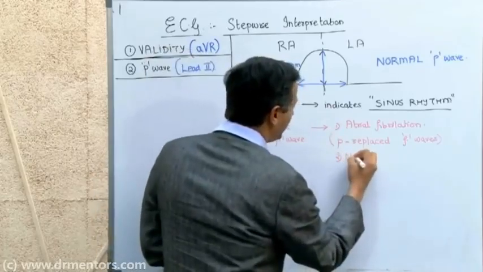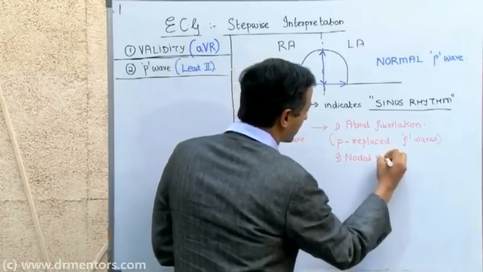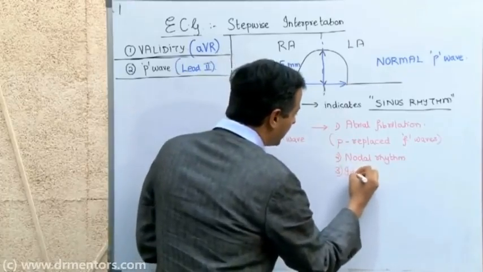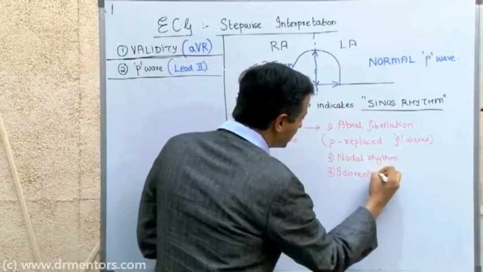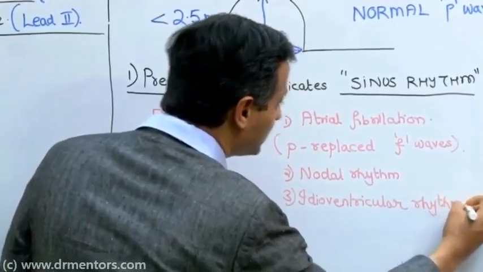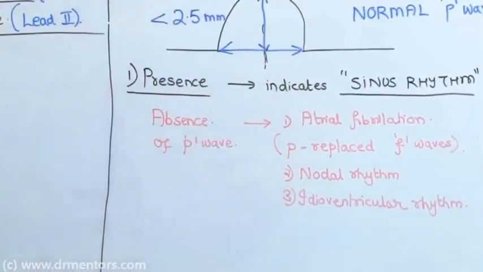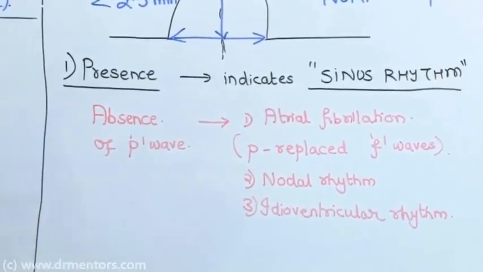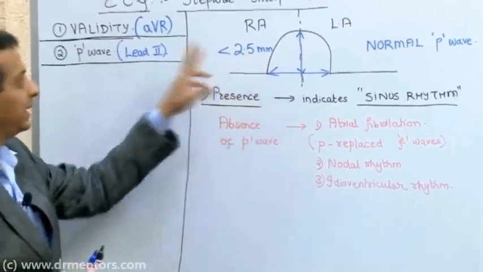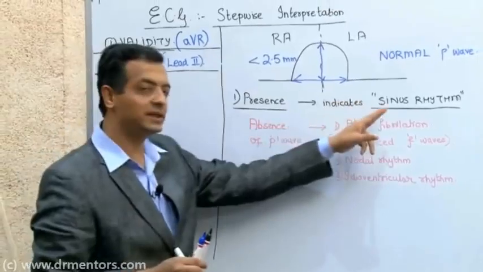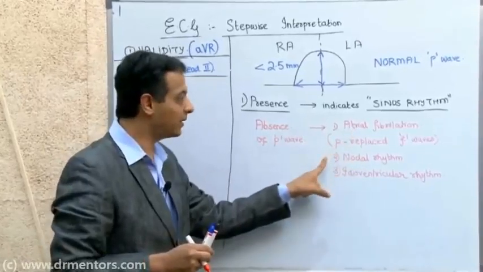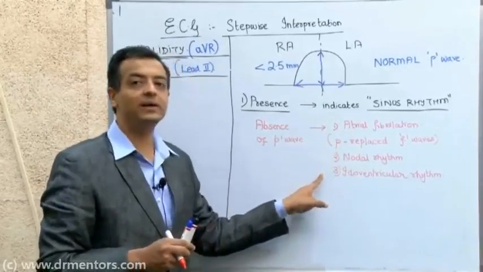Number 2, it could be nodal rhythm, AV nodal rhythm, or idioventricular rhythm. Means it is not a sinus rhythm. Idioventricular rhythm can be identified if there is absence of P wave in lead 2. So what have you checked for? In lead 2, you looked for presence of P wave. Forget morphology. If P wave is present, means sinus rhythm. If P wave is absent, means either it is atrial fibrillation or nodal rhythm or idioventricular rhythm.